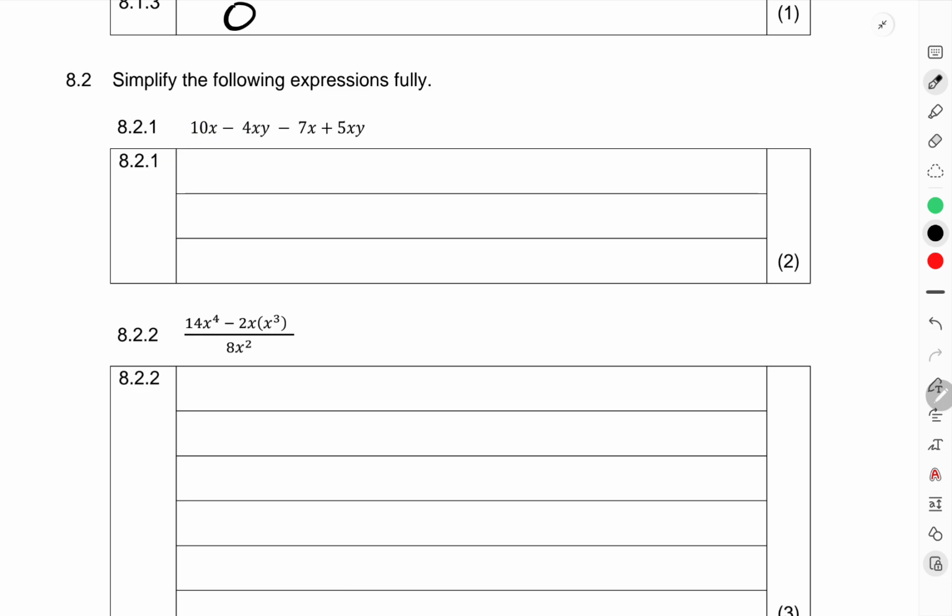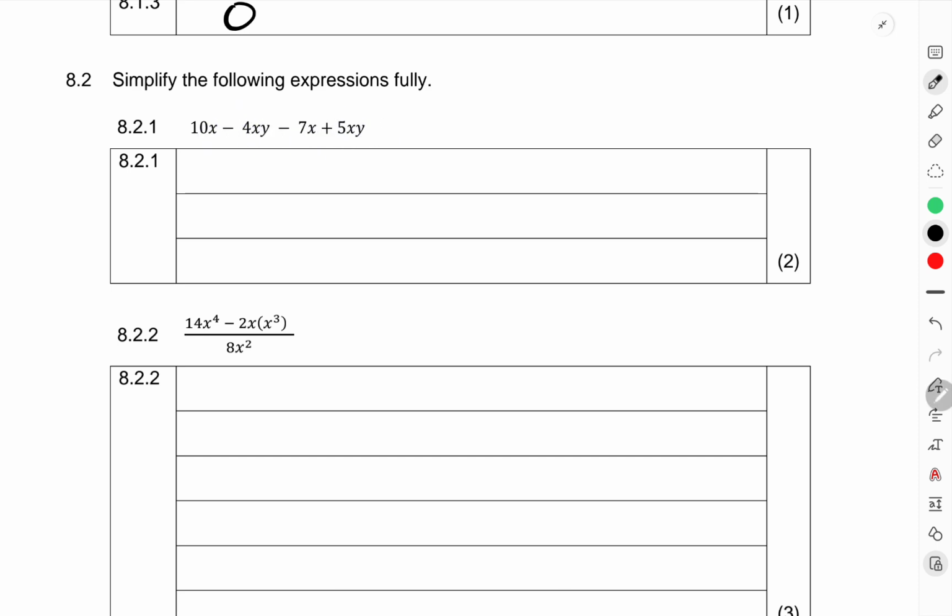Now the third term in our expression also has a variable of x, meaning the 10x and the negative 7x are like terms, because they have the same variable, x raised to the same exponent. Term number 2 has a variable of xy, and term number 4, the last one, also has a variable of xy. Therefore, these two are like terms as well.